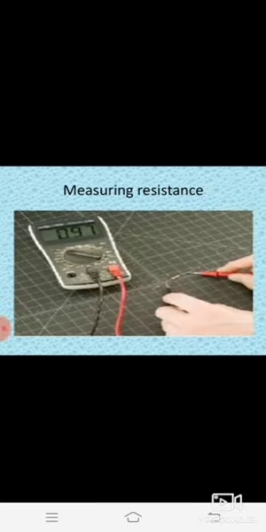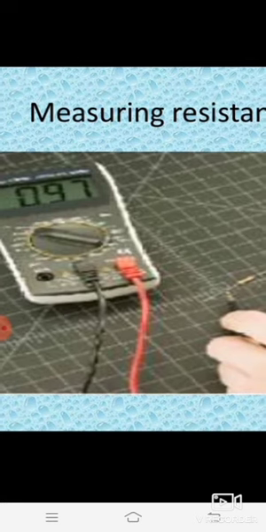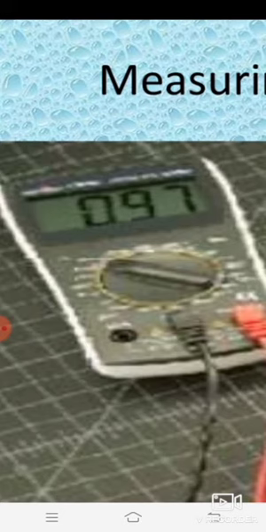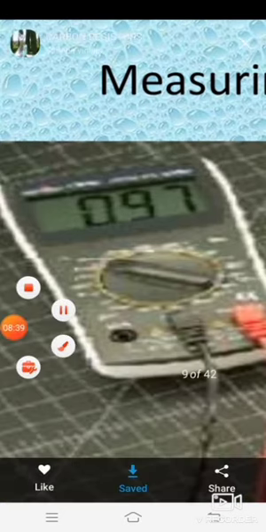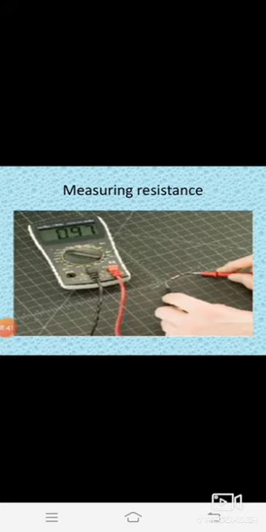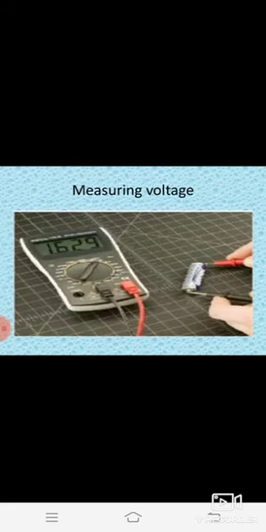Okay students, so the circular slider is used to measure the appropriate value of the electrical quantity. It is a method to measure the resistance. Again, the resistance of the resistor is measured. Okay, this is a method to measure the voltage. For the battery, we are measuring the voltage.